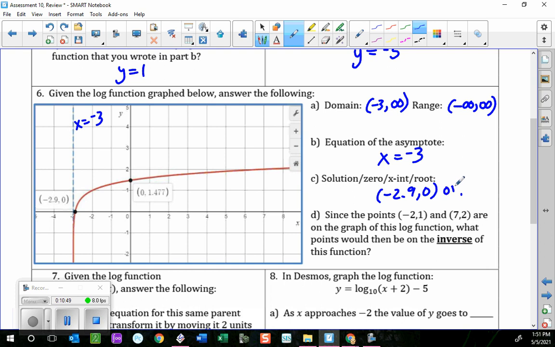Or you can put x equals -2.9, whatever. All right, letter D. This little concept question here.